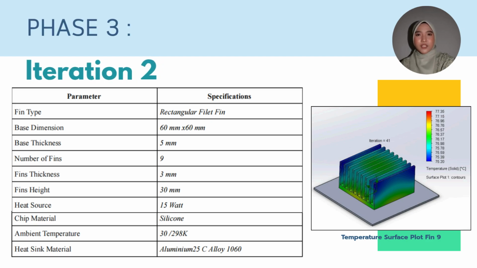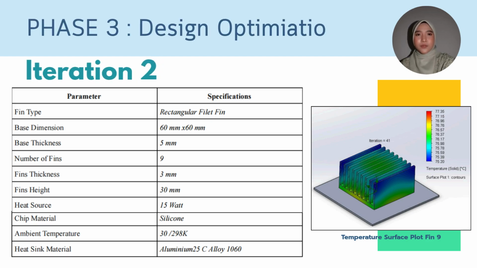Next, for iteration 2, we explore a geometric change by using 9 rectangular fillet fins. By adding a fillet to the fin profile, we aim to improve the airflow transition at the base. This design maintains the 3 mm thickness and was tested under the same 15-watt heat source. The surface plot shows a more uniform temperature distribution compared to the previous iteration.